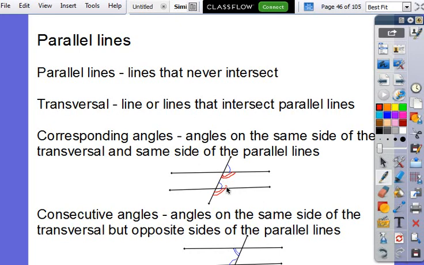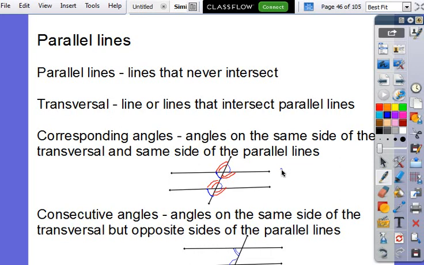And then I could do the same thing and say, well, those are both on the left and both on the top. Those are both on the left and both on the bottom. And I did them that way for a reason. We'll talk about it in a minute. So there's actually 4 pairs of corresponding angles. So when you see any of those, automatic, those are corresponding. Same side of transversal, same side of parallel lines.